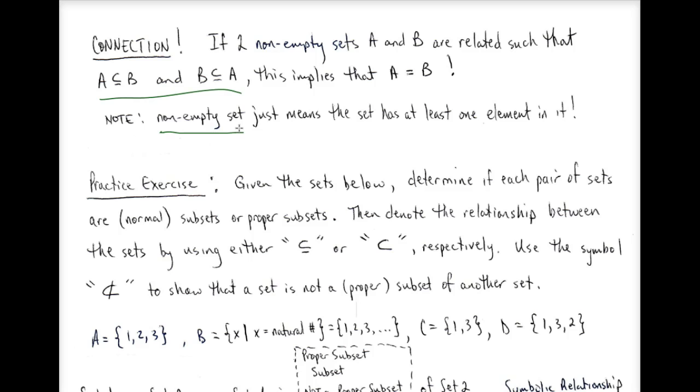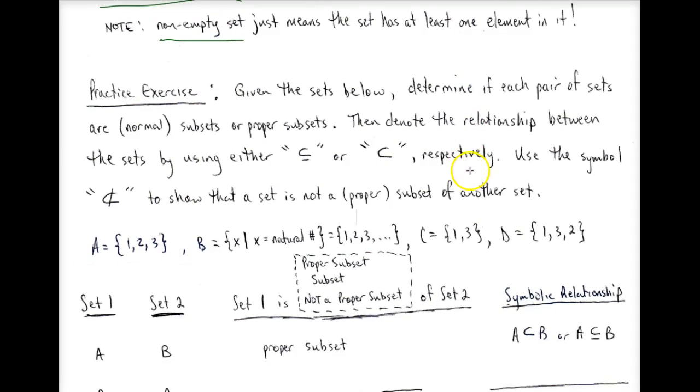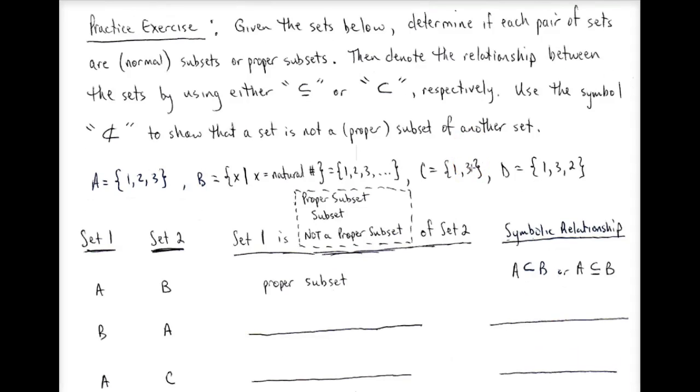Okay. All right, so now let's go ahead and do this practice exercise. What we want to do here is take the sets that we're given here. So this would be set A, set B, set C, set D, and we want to compare two of them at a time. And when we compare both of them, we want to say, is it a proper subset, or not a proper subset? And then we want to write that symbolic relationship.